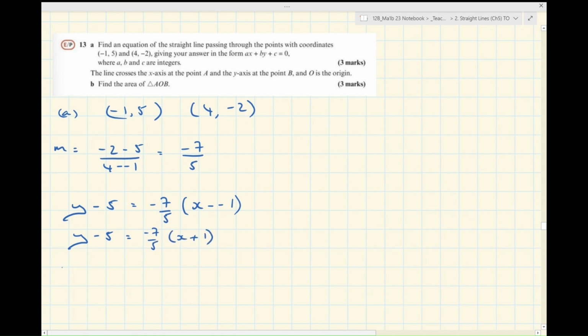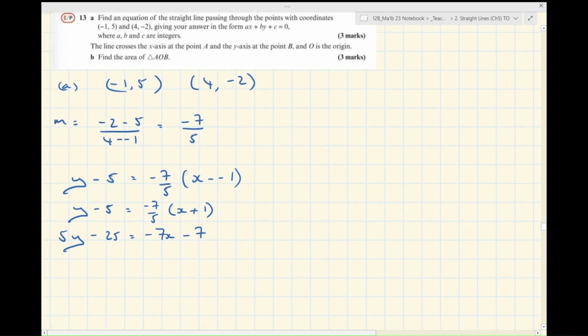Multiply everything by 5. 5y minus 25 equals minus 7x minus 7, multiplying out that bracket on the right. And it wants to have everything on the left. So I'm going to add 7x to both sides, keep that 5y there, add 7 to both sides. And there is the equation of the line in that form where a, b, and c are integers. Good. Okay, part B.